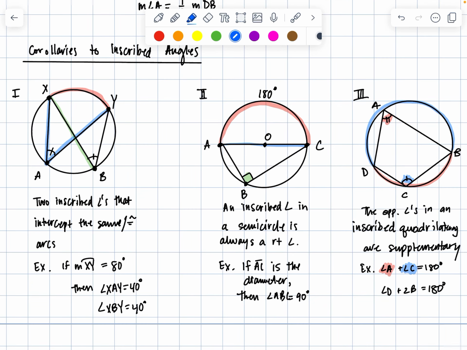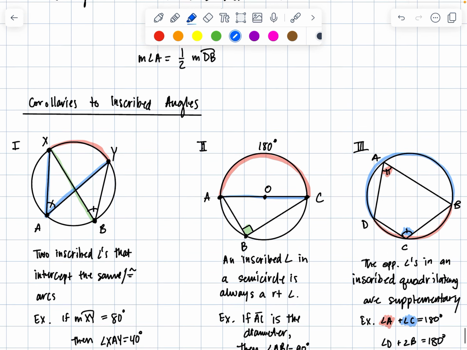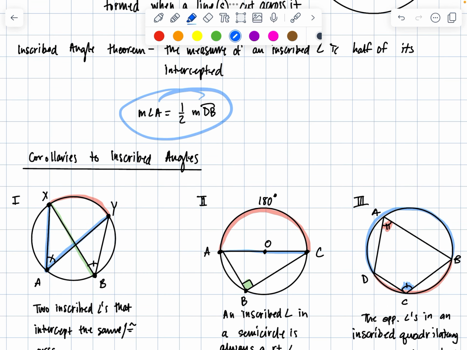If you do have any questions on any of these, please, please ask. Just remember, this is our main formula: inscribed angles are always equal to 1/2 of their intercepted arc.